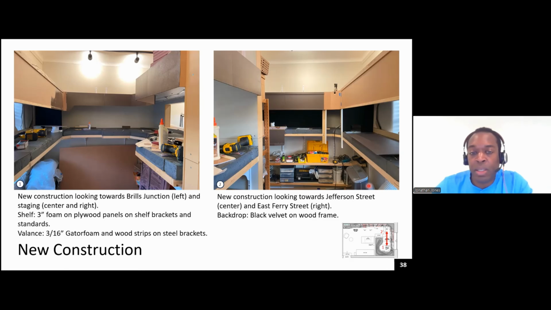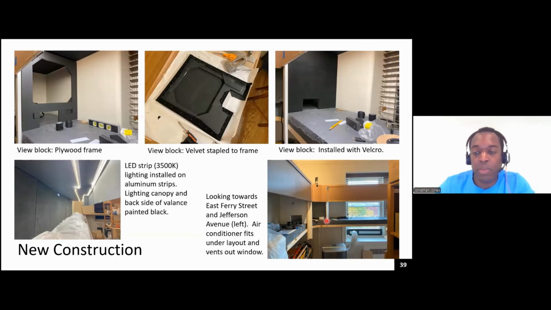Here you can see the air conditioner and how I figured from that sketch that I had before about how this layout was going to go across the window. Here's another view of that. The black velvet backdrop. This is one where I had to figure out a new technique.